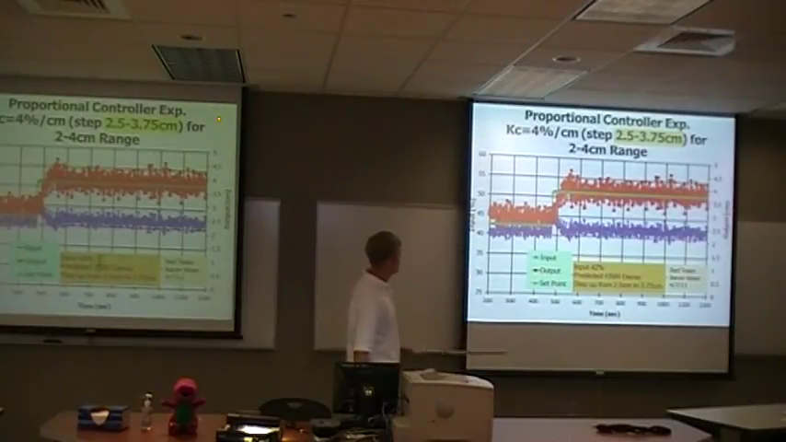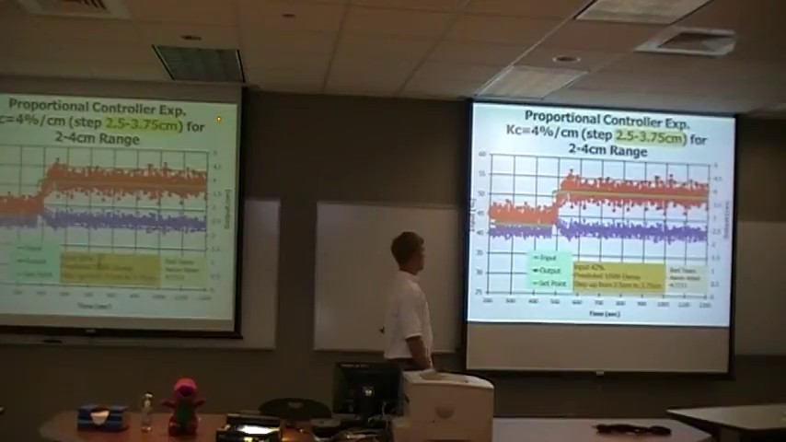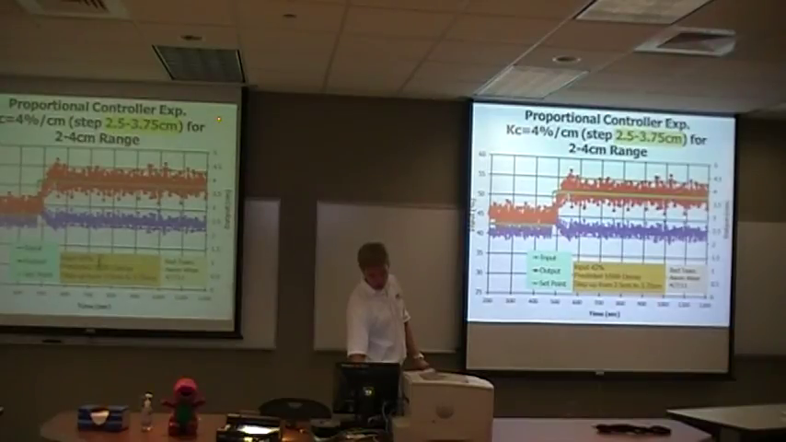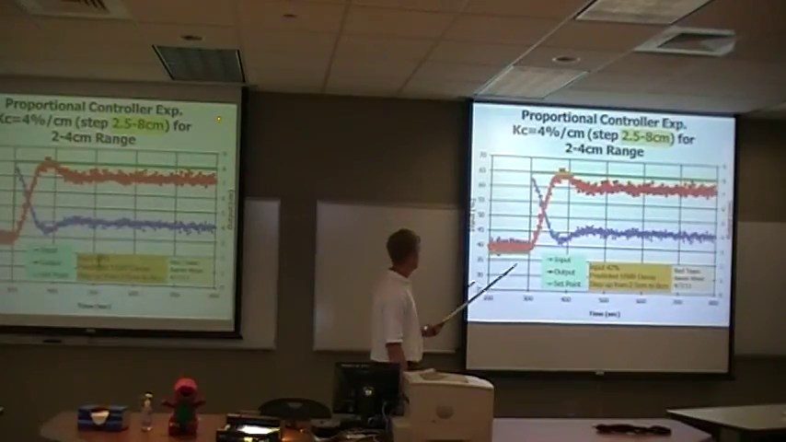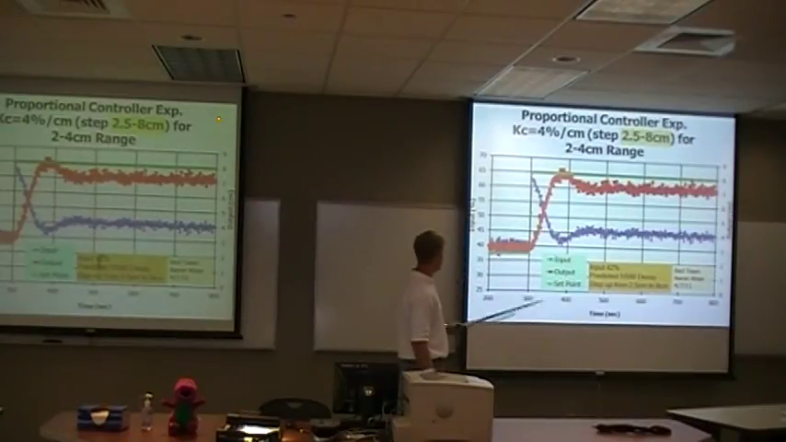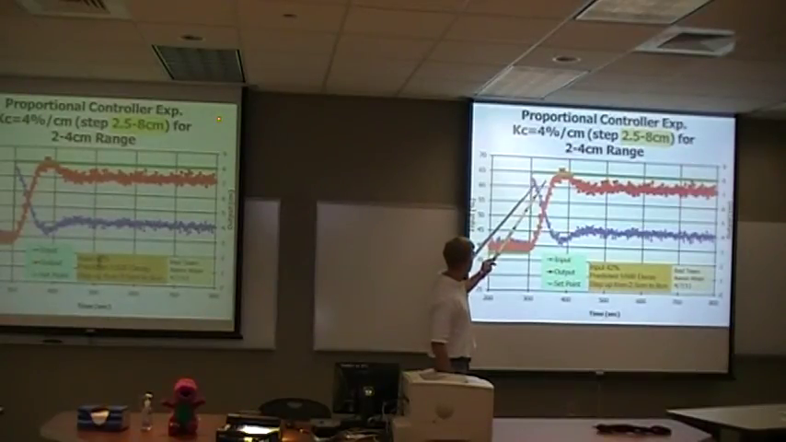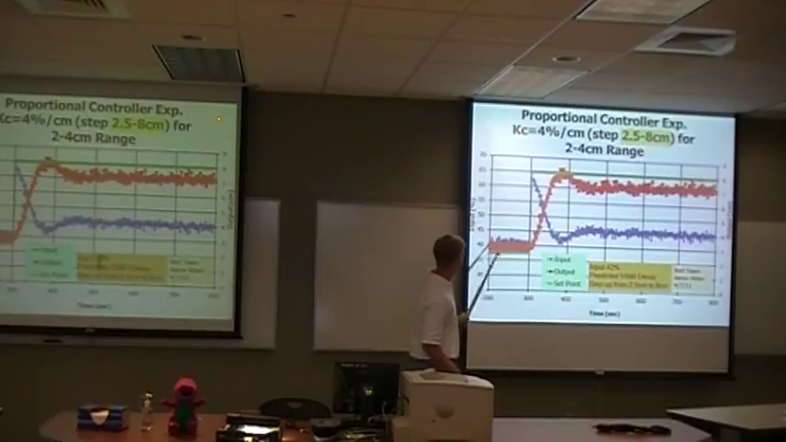This is a graph that you had already seen, but you can see I stepped from 2.5 to 3.75 centimeters, and then it was stable throughout with the predicted 1/500th decay. And then the next slide is where I stepped up 5.5 centimeters up to 8 centimeters, into another teammate's region, and you can see that the overshoot was definitely there, but it was stable throughout, so that matched up with the other one.